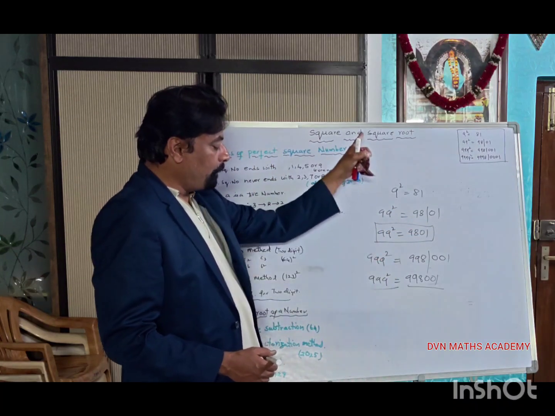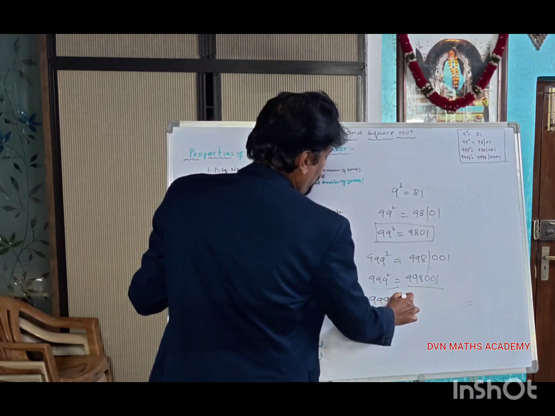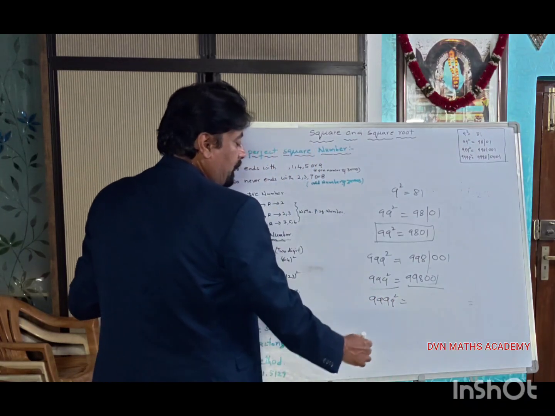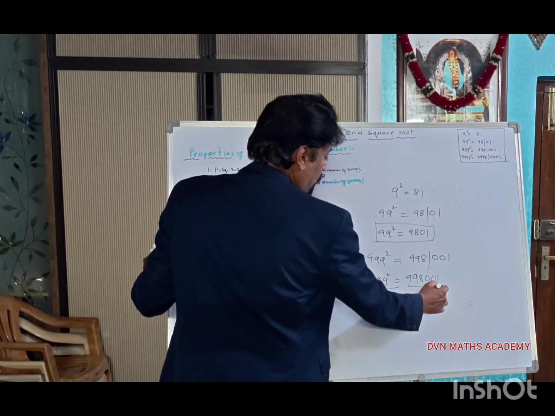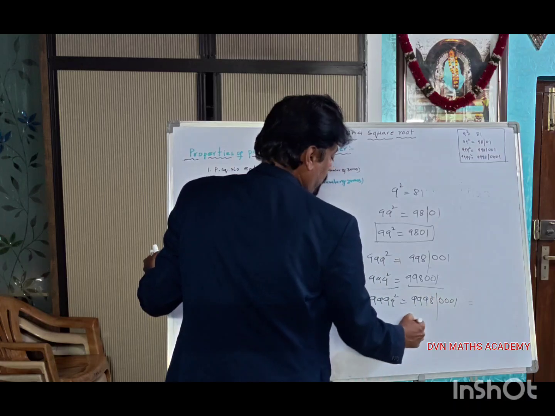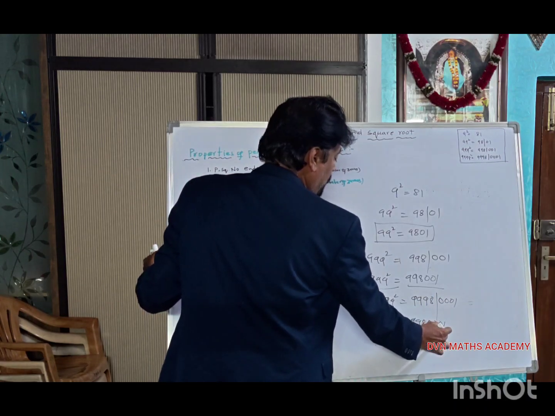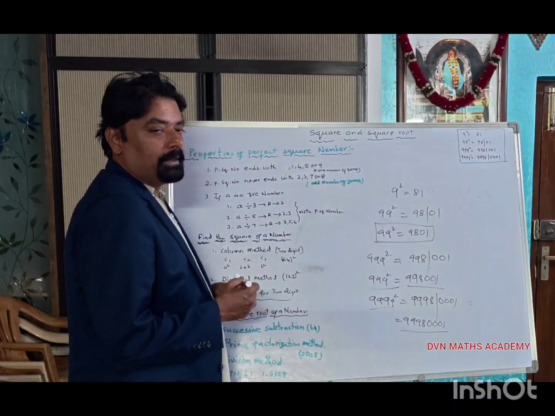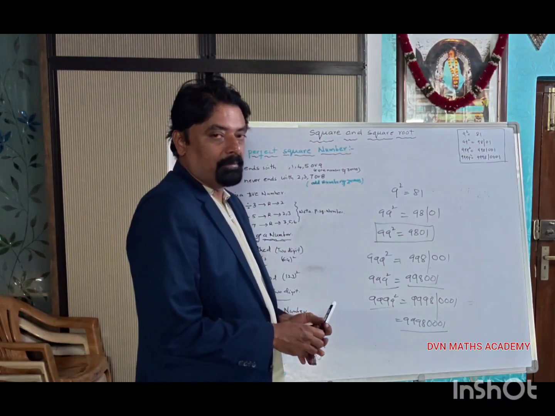This will be applicable for 9999. For example, if I take four 9s whole square, you subtract 1 from this, it will be 9998, and you keep a bar, then 0001. So this is 99980001. This is the square of 9999. This rule is applicable for numbers made of 9s only.